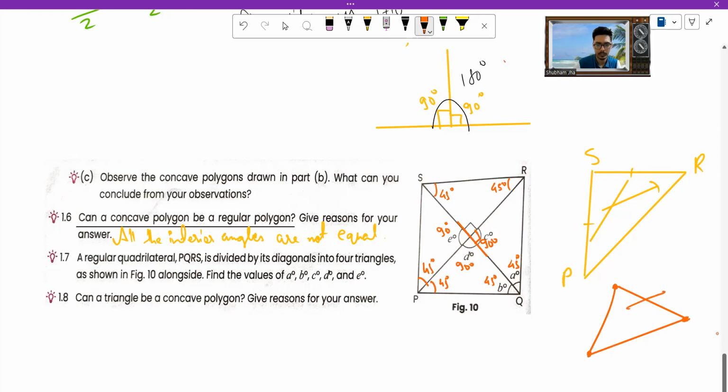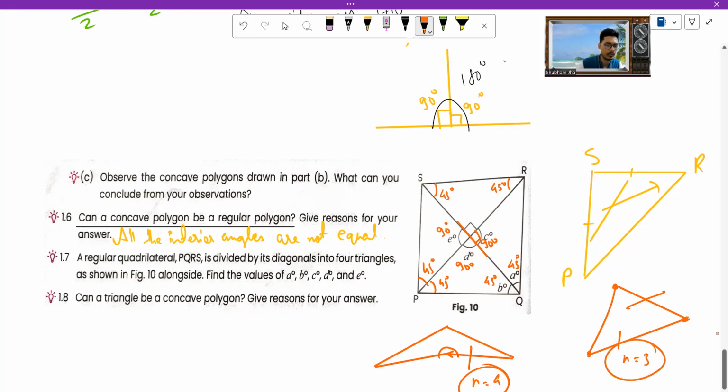If you have to construct a concave polygon, this is a concave polygon. This is 1, 2, 3, and 4. See, this angle is more than 180 degrees, and this is my concave polygon. So here the number of sides n is 4, whereas for a triangle n is equal to 3.